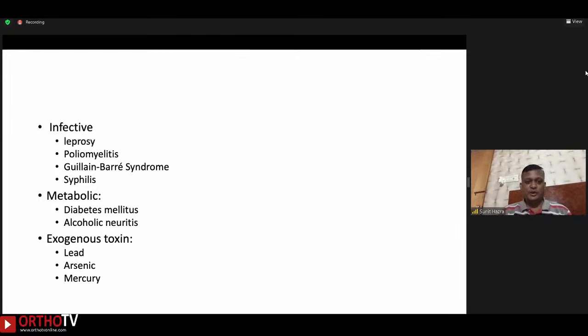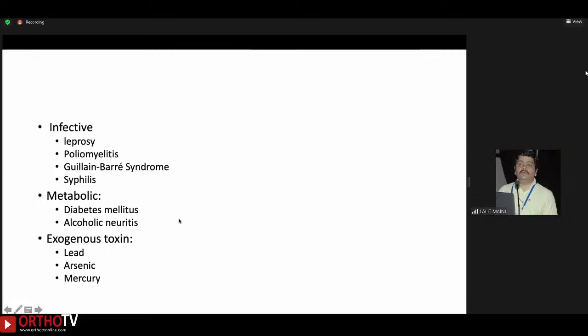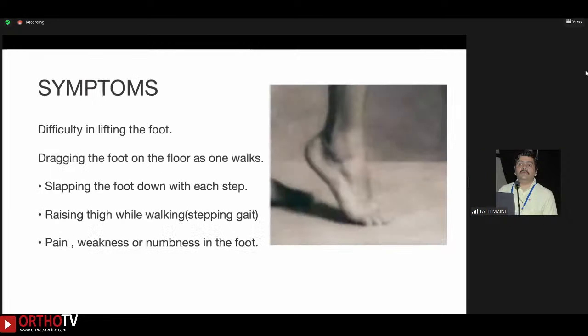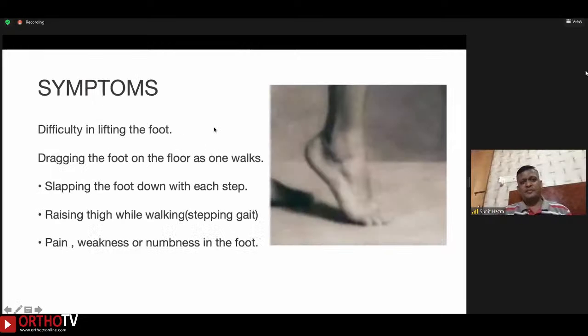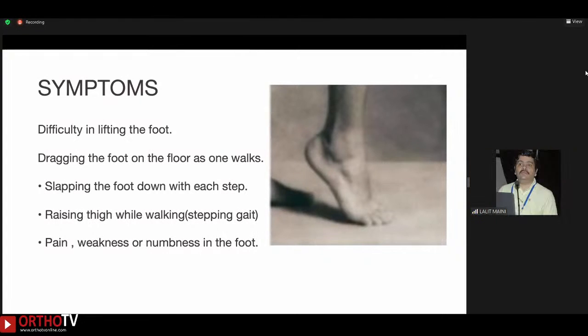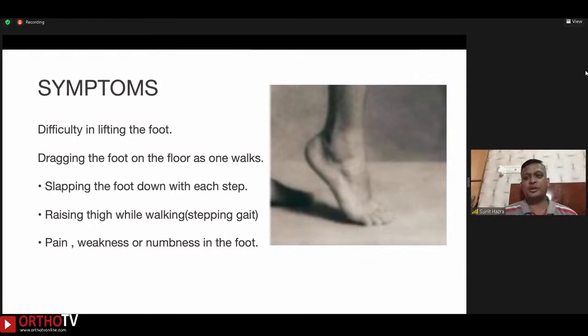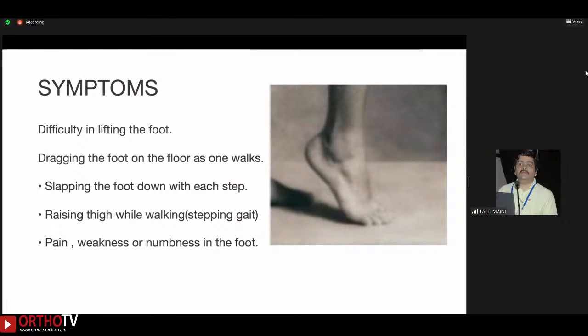So we need to have some idea regarding those also, because you need to examine the other limb also to exclude these generalized causes. And coming to the main symptoms, I think common peroneal nerve palsy usually gives you a very straightforward diagnosis, because when the patient walks into your clinic, you will be able to diagnose that this patient probably has common peroneal nerve palsy.